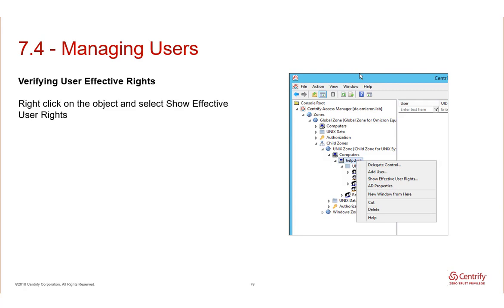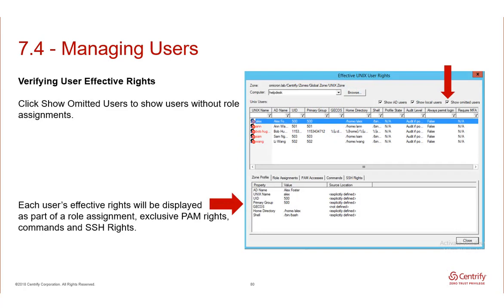Now, once we've identified our users and our groups and imported them into that computer object, we can now check the effective user rights. In order to do this, we can simply right-click on the computer and select Show Effective User Rights. Now, it is important to note that the first time you check effective rights after doing an import on a system, there may not be any Unix users listed. This is because a role assignment hasn't been applied.